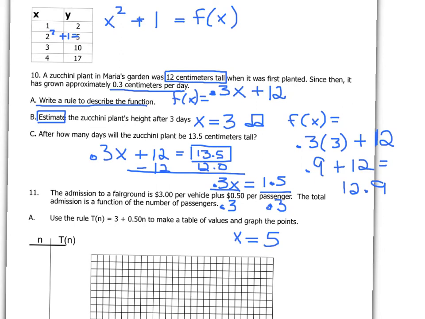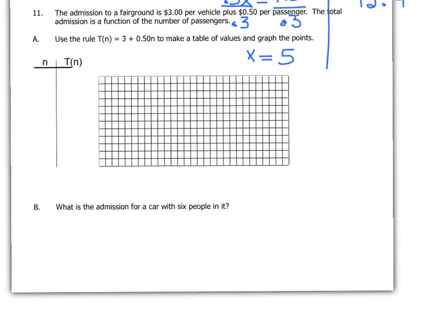All right, we're going to go ahead and work on number 11. Okay, so ignore my little spots there. It says the admission to the fairground is $3 per vehicle plus 50 cents per passenger. So they give us already nice and neat written for us to use this rule. Our rule is $3 plus 50 cents per person. And they use the N, I'm going to use the P. Doesn't matter. Well, it does matter, sorry, because we have our little graph here. So that's N.